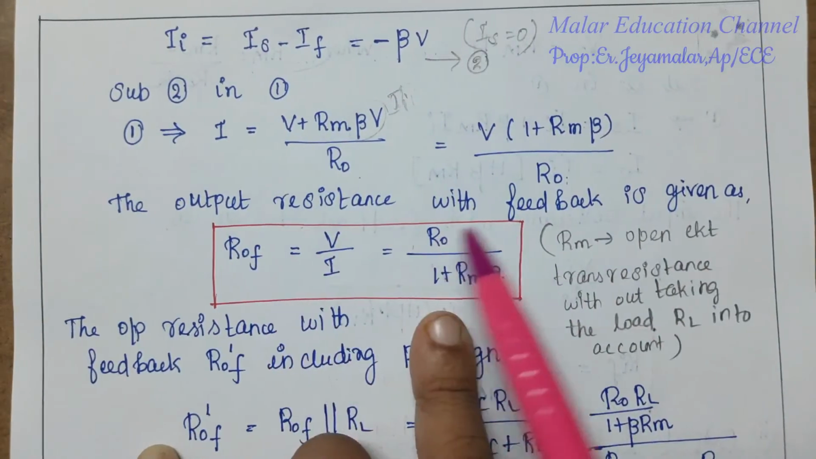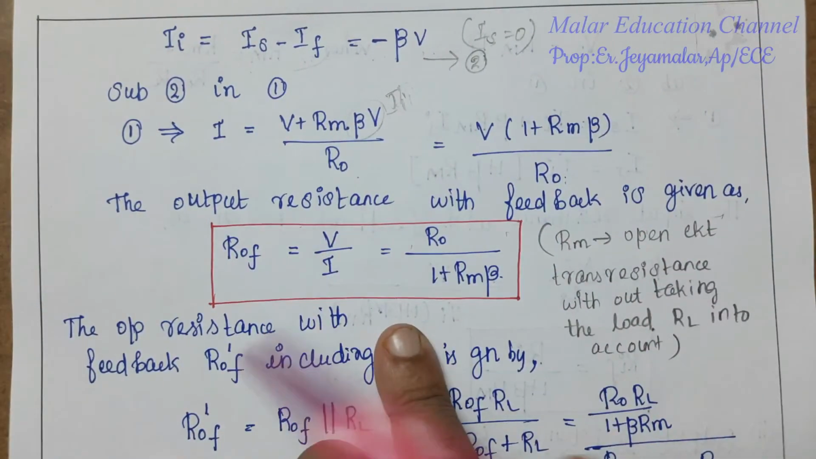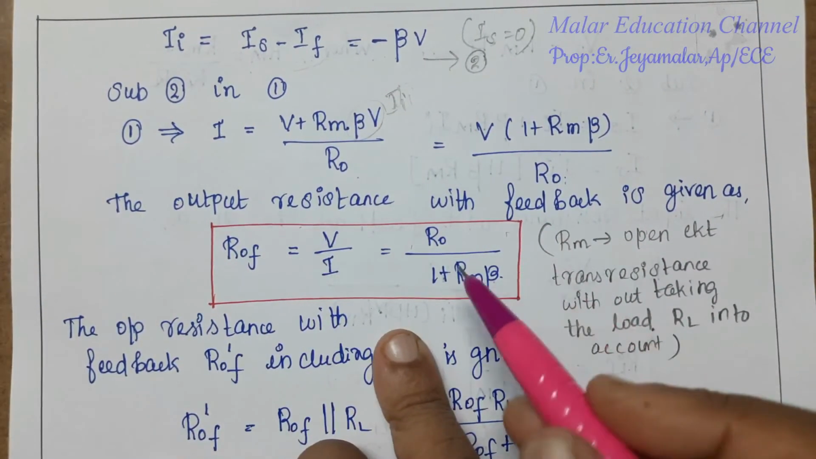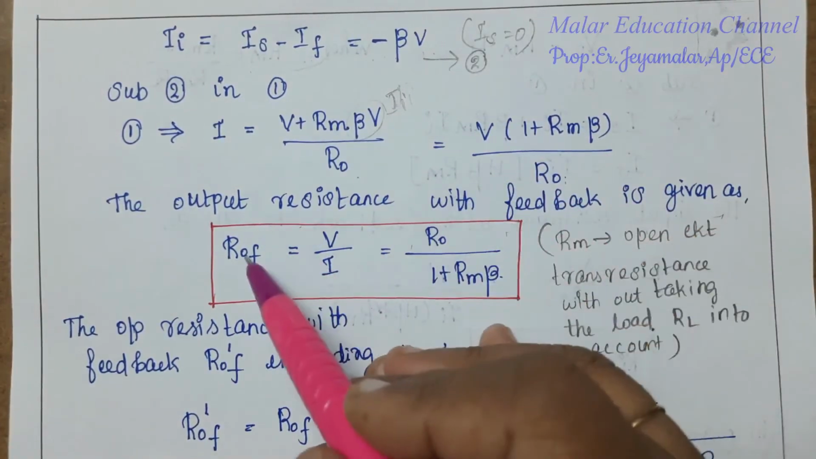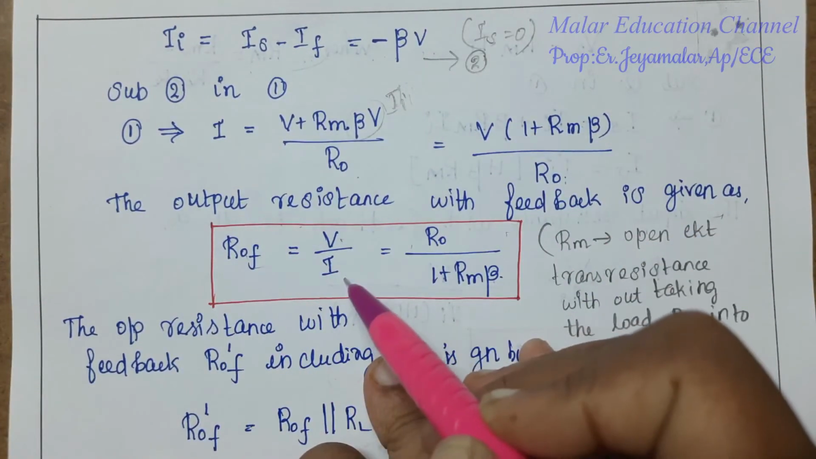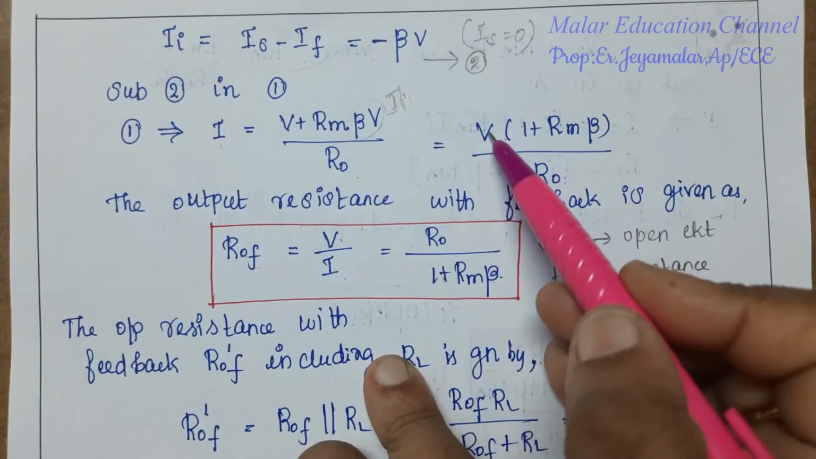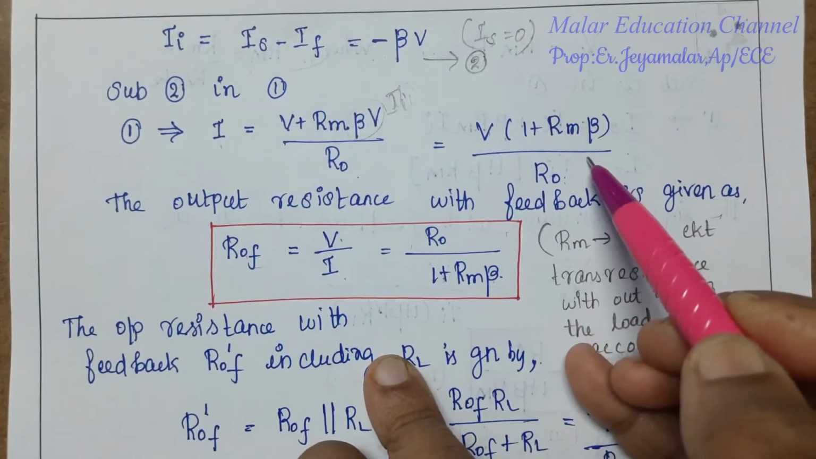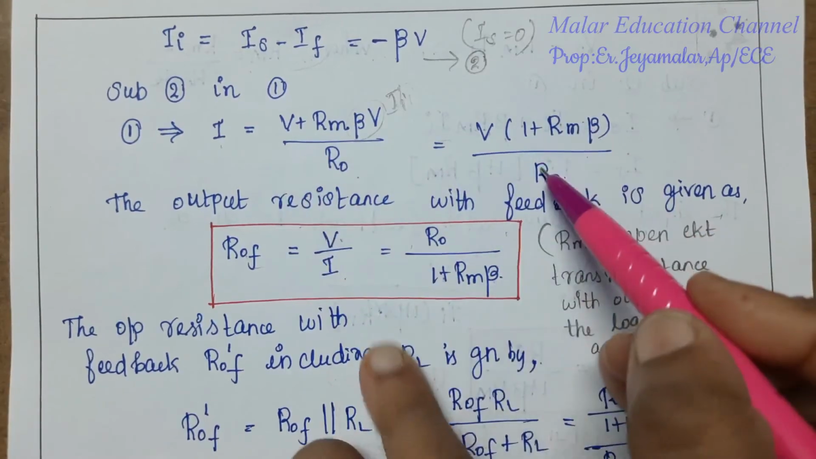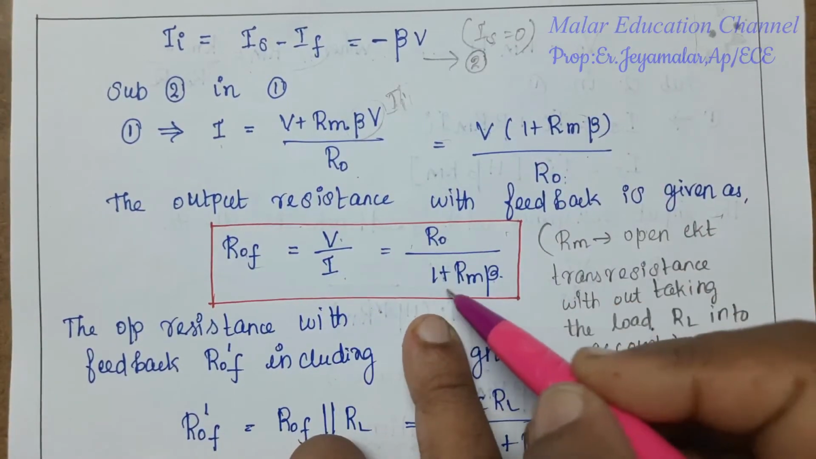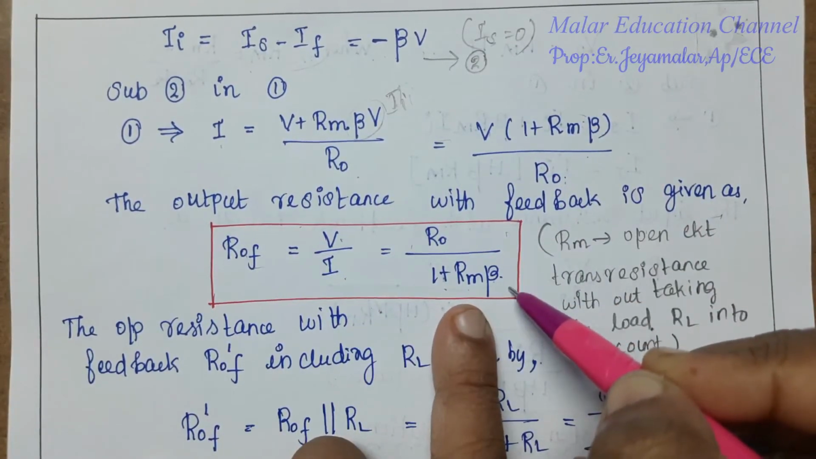For the output resistance with feedback, R0F equal to V by I, we know that is for current. Here the left side is I, the right side is V, the whole term. So V by I means the term is to be reversed. So R0 divided by 1 plus Rm into beta.